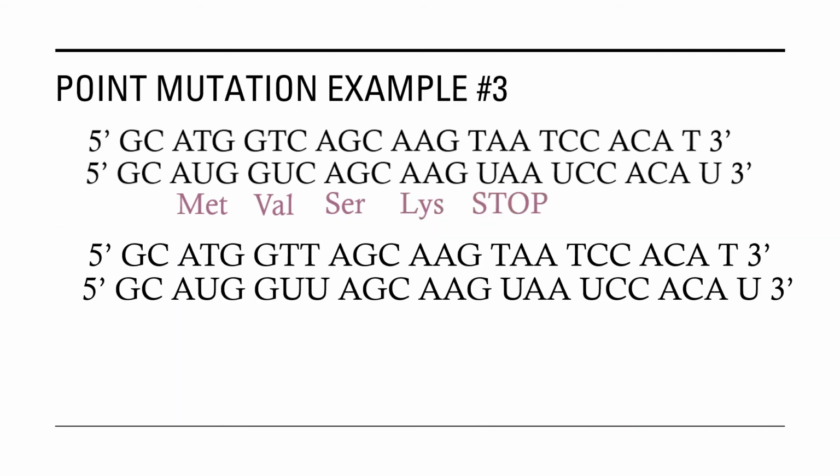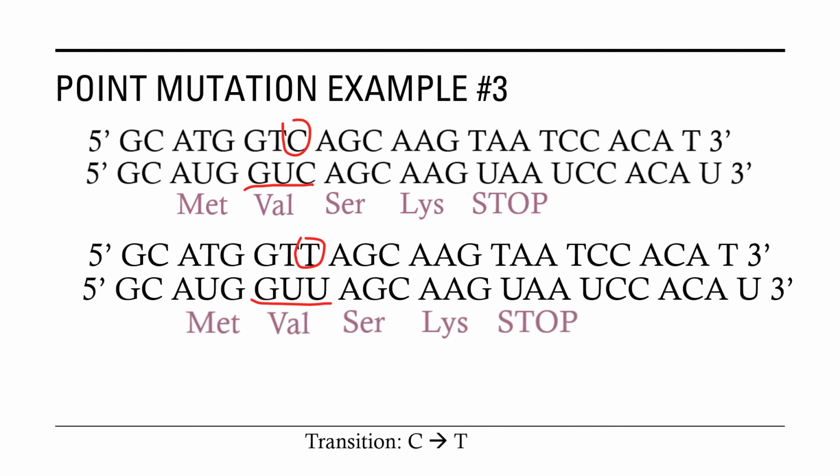In this sequence, a transition has occurred where a cytosine has been replaced with a thymine. This creates an mRNA codon that now reads as GUU instead of GUC. However, the amino acid sequence we get from translation is the same. This is because multiple codons can code for the same amino acid. A point mutation that does not change the amino acid sequence is called a silent mutation.